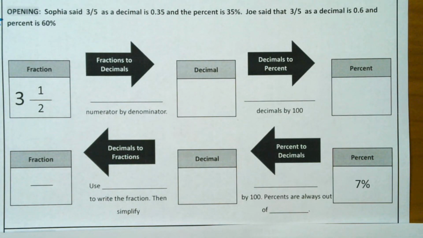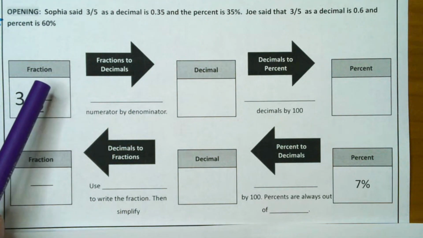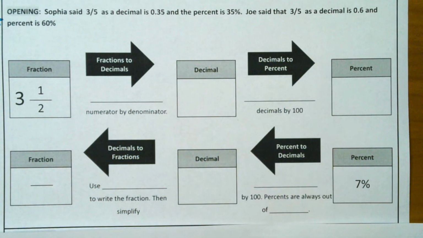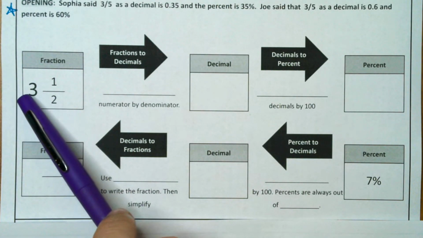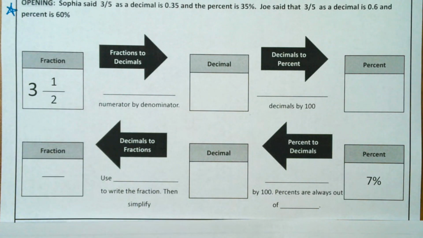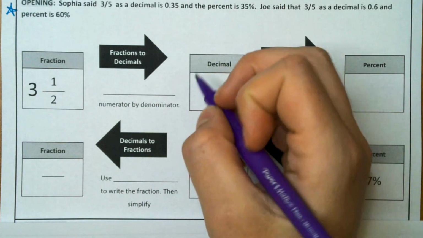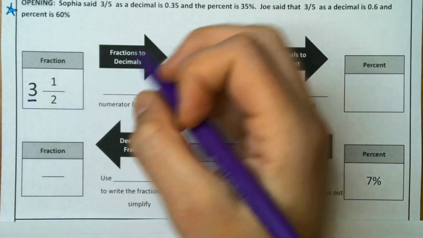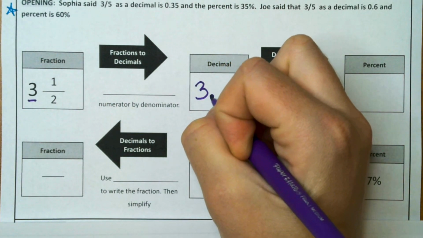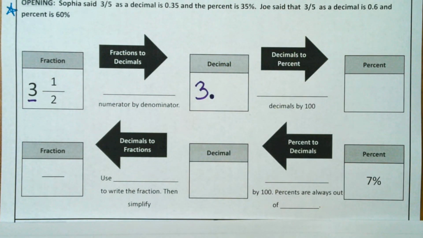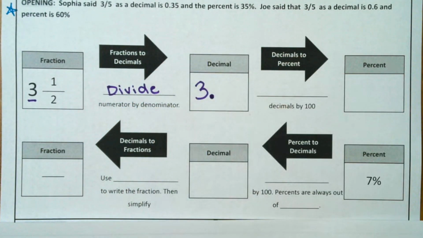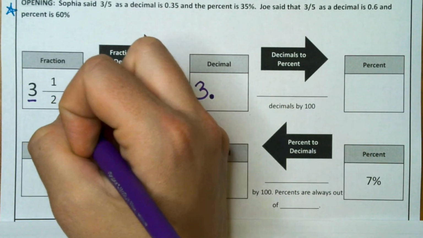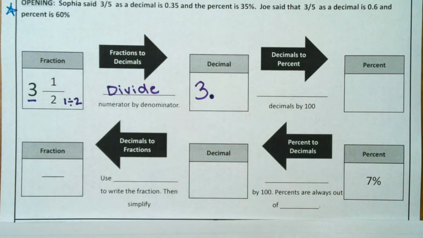As our learning target mentioned, we're converting fractions, decimals, and percents. Now, our fraction is actually a mixed number. We have a whole number and a fraction put together, which makes a mixed number. So when we write our decimal, we're going to write 3, our whole number, first, put our decimal, and then we're going to divide our numerator by our denominator. In other words, we're going to do 1 divided by 2.